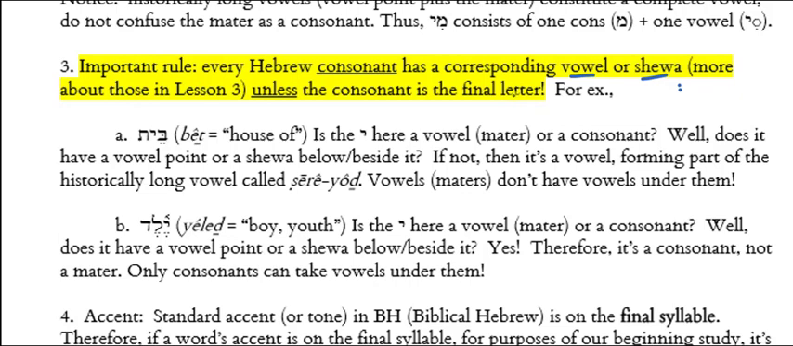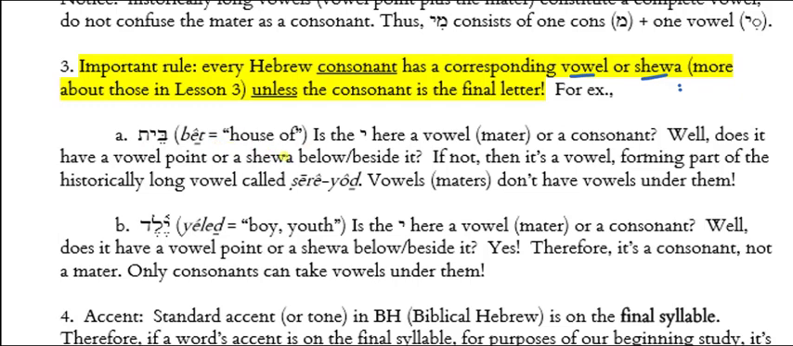And this is going to be very important for how we can determine whether a consonant we're looking at is a mater or a real consonant. Remember, if it's a mater, it's not a consonant. It is a vowel symbol. All right? So let's take a look at A here. I have beit, sere, yod, tav.